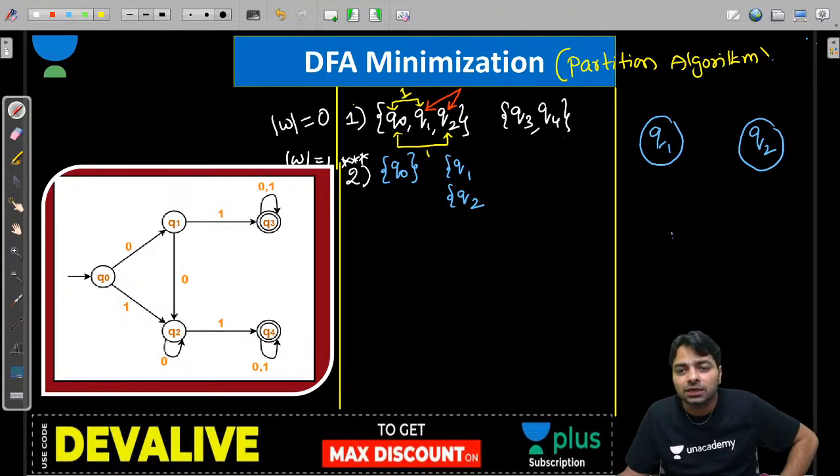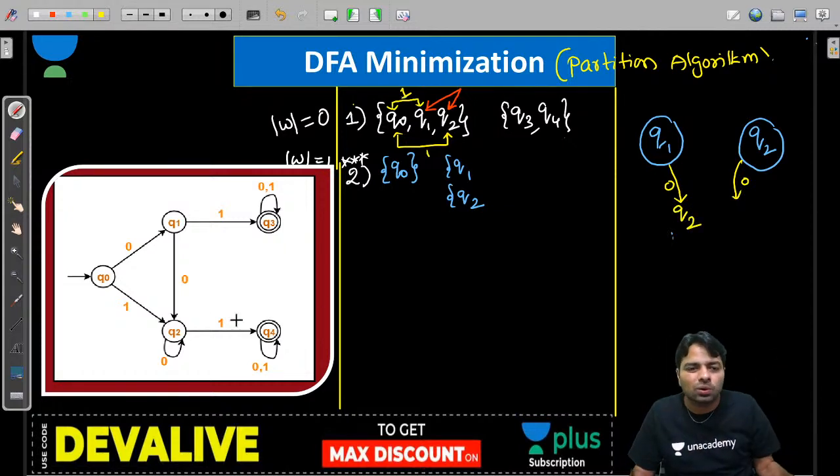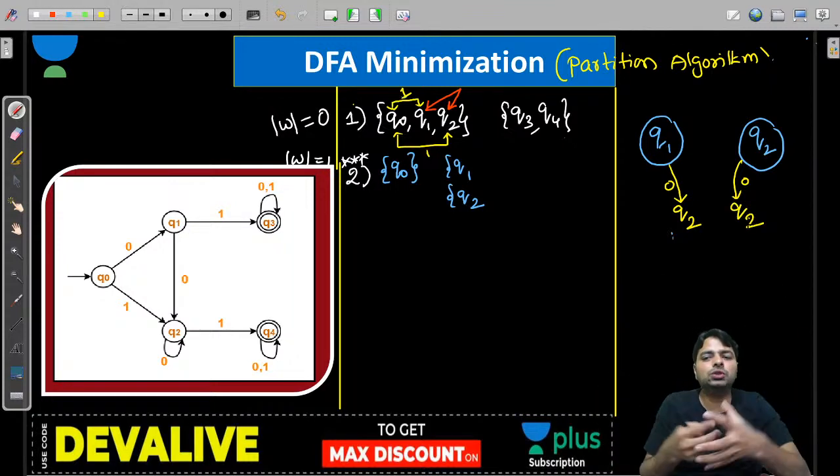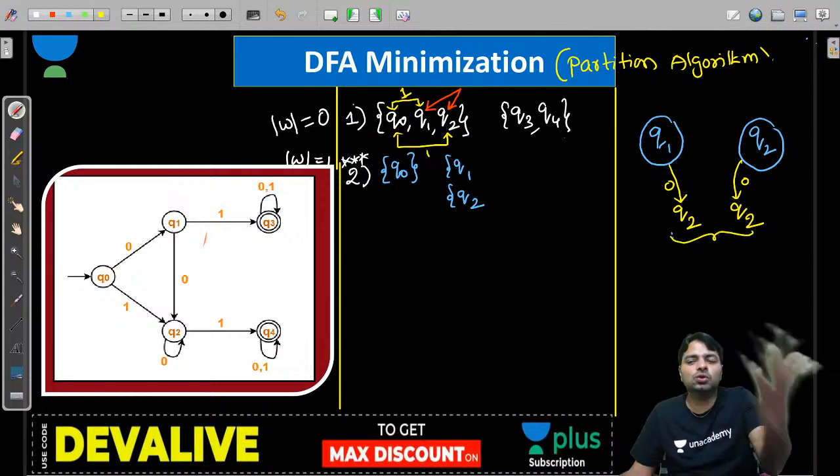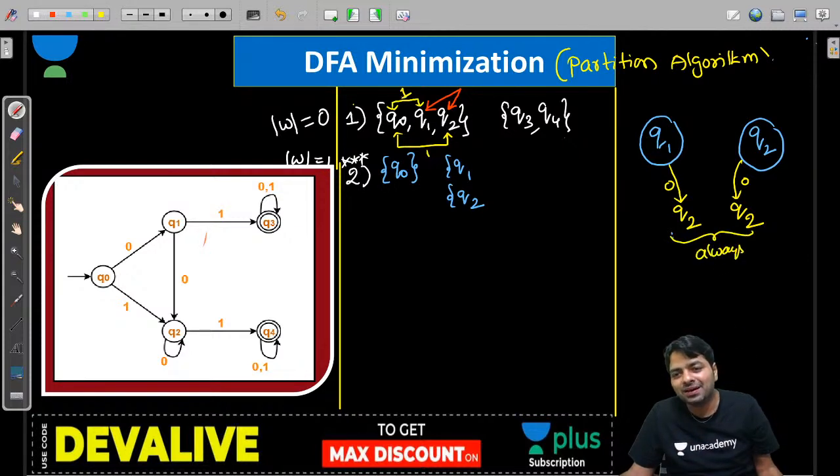Now to understand that, look at what happens on 0. Q1 on 0 goes to Q2 and Q2 on 0. Look at the diagram, guys. Then only you will understand what I am speaking. Q1, Q2 on 0 coming to Q2. Yes or no? Please look at the diagram. Q1, Q2 on 0, both are coming to the same set. Everybody, please look at the diagram when I am speaking. Don't look here and there. And they are in same set. Of course, Q2, Q2, always in same set. Nobody can separate.